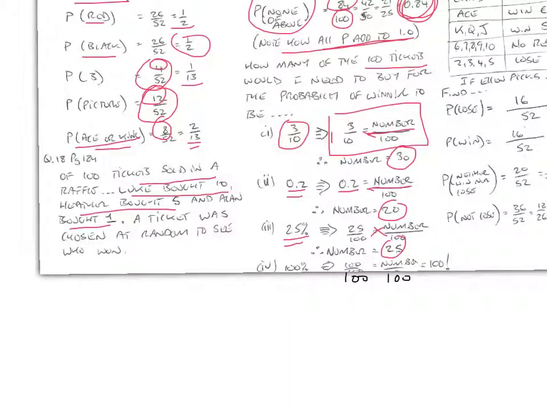And finally, to give yourself a 100% chance, then we would equate 100 over 100 to a number over 100, and if we cross multiply, we find that we would need to buy 100 tickets to give yourself a 100% chance of winning.